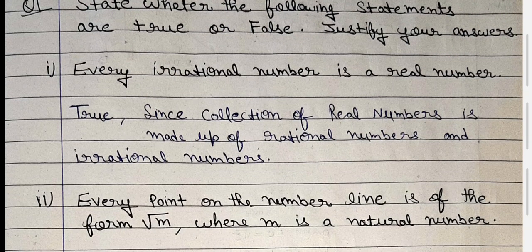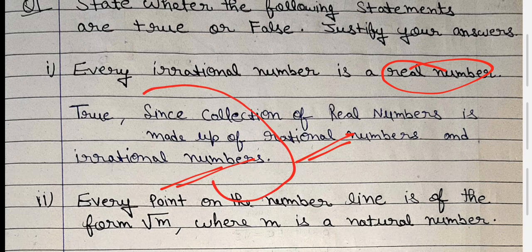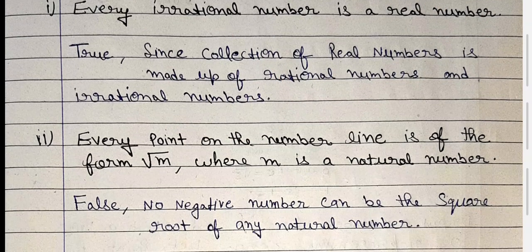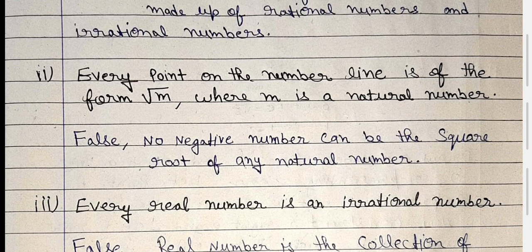And the reason you have to give here: since the collection of real numbers is made up of rational numbers and irrational numbers, a real number is made up of both. So, every irrational number is a real number. Your answer is true. Now, come to the second point. Every point on a number line is of the form under root m, where m is a natural number.